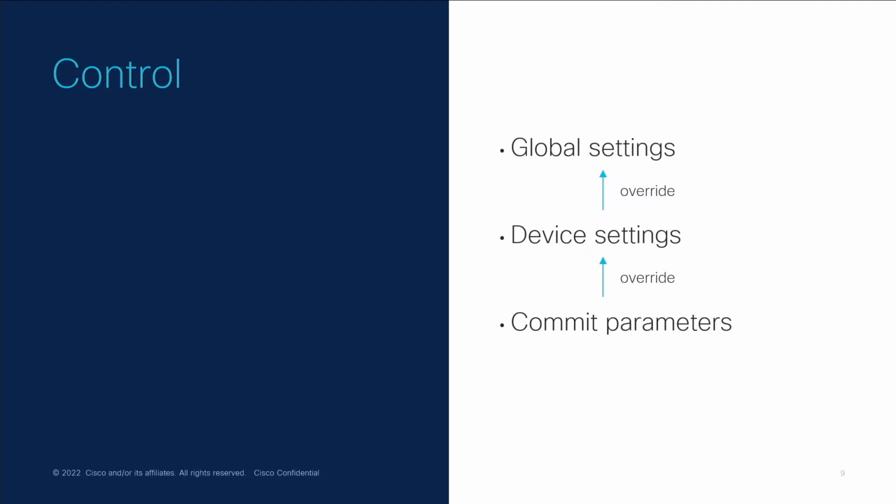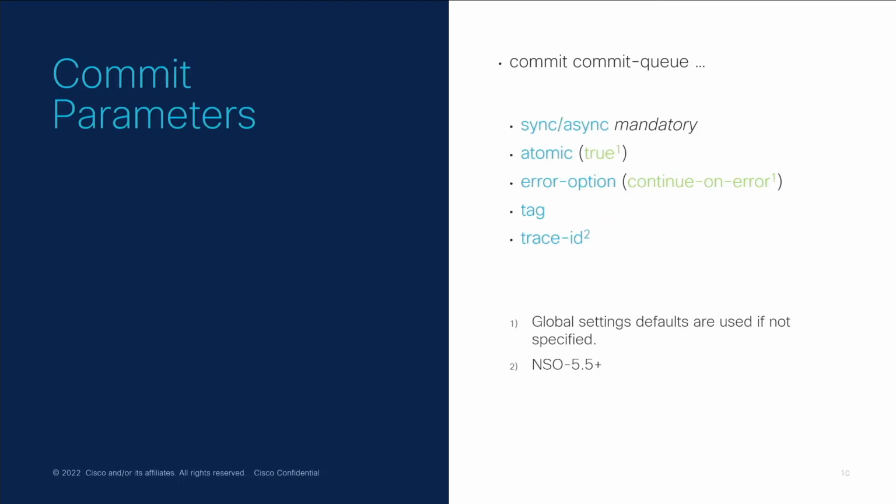These are the levels where you can set configuration when it comes to commit queues. You have the global level. If that's not enough, you can do some override on the device, and then you can also specify parameters directly with the commit action. These are the commit parameters you can specify on the commit action.